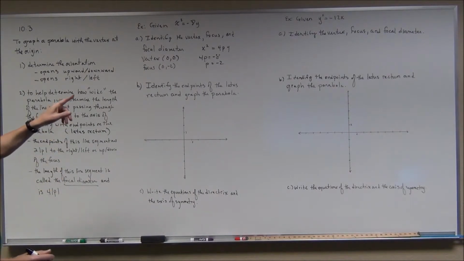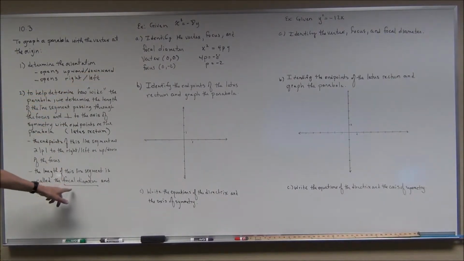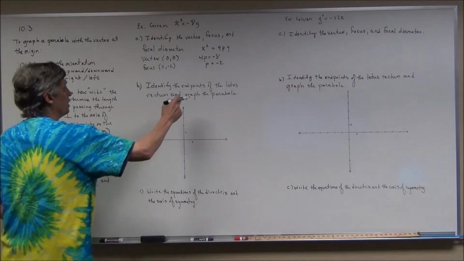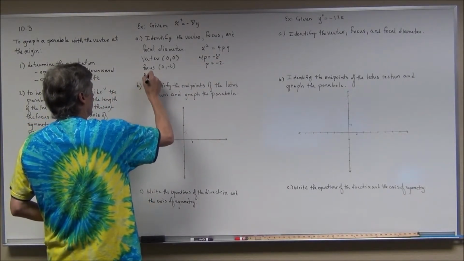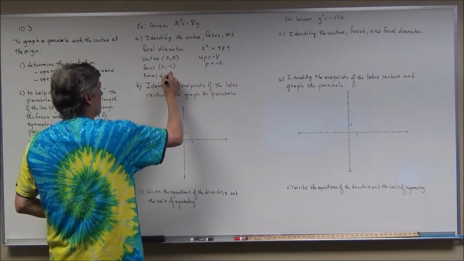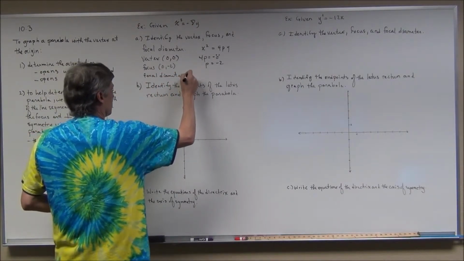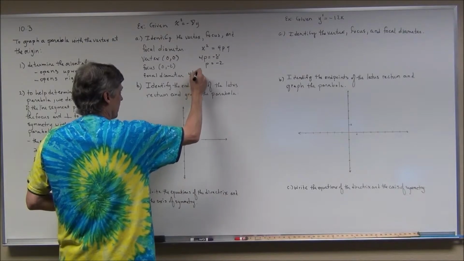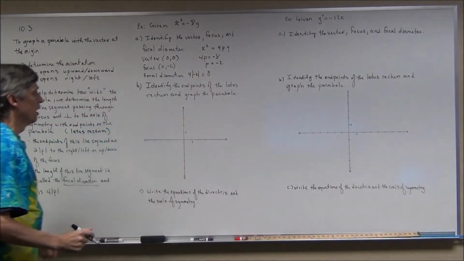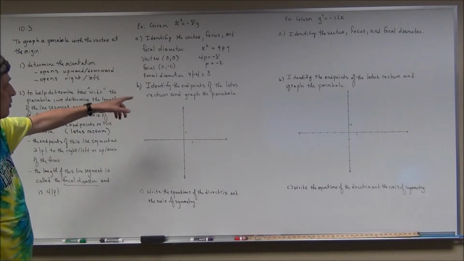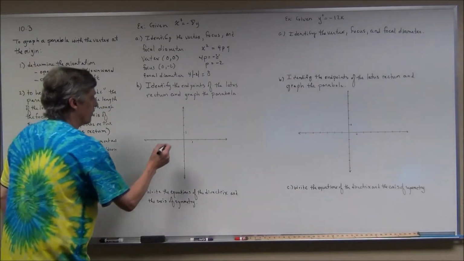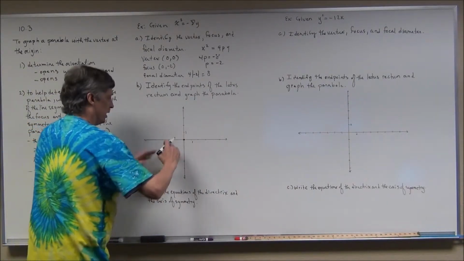Now, we also want to find the focal diameter. That's this 4 times the absolute value of p, which would be 8. All right, so that distance we're going to use there as well. So that's going to be like 4 to the right, 4 to the left. Now, we want to identify the endpoints of the latus rectum, and then we're going to graph this. Now remember, our vertex is here, and it's going to open downward.